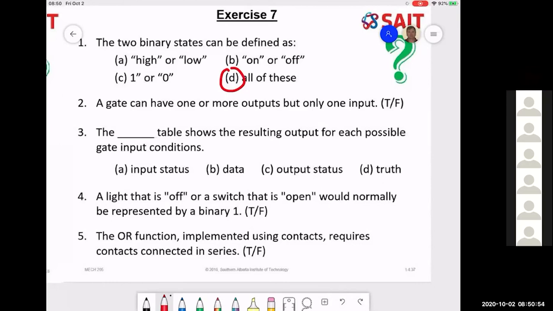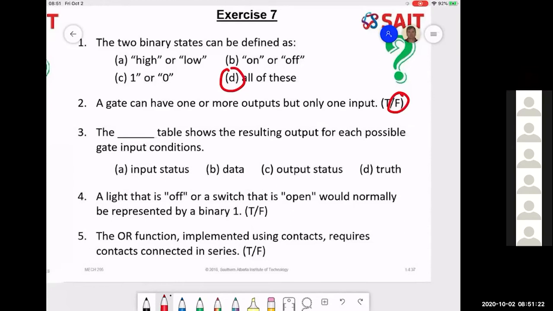A gate can have one or more outputs, but only one input. True or false? False. False, correct. It can only ever have one output. It's the whole point of making a decision. I need a decision with a single output, regardless of the number of inputs. Okay, so the US is going to have an election. Wouldn't matter how many people are running for president, only one of them is going to win. Okay.